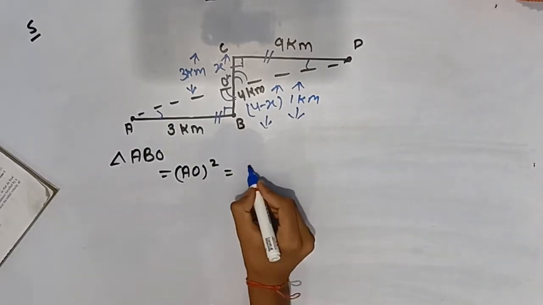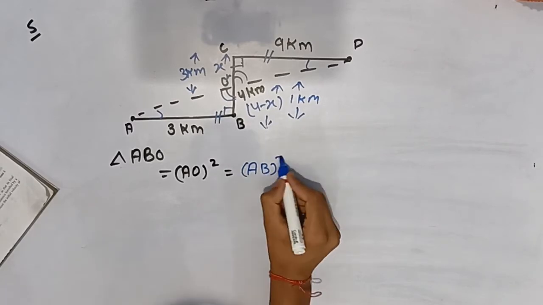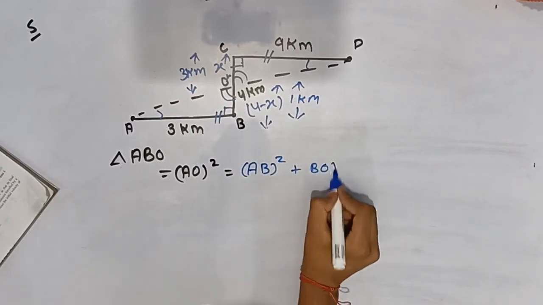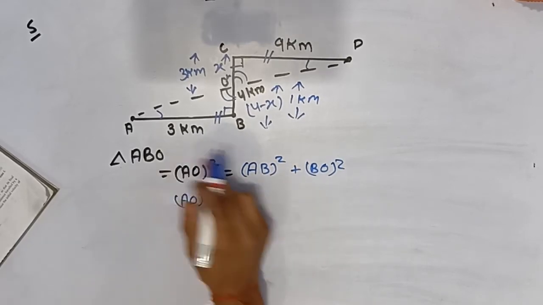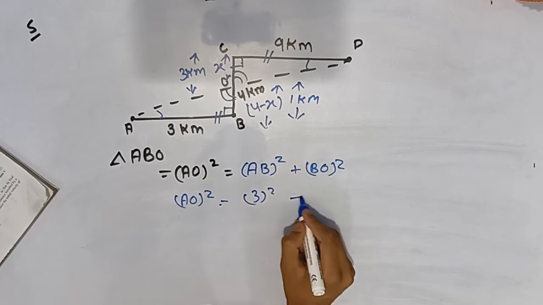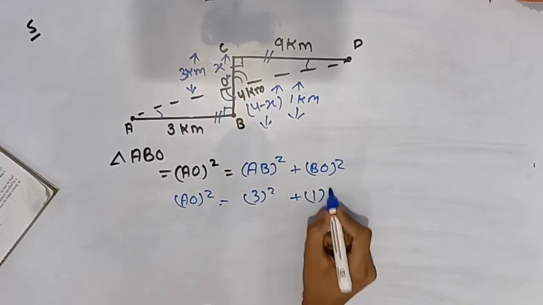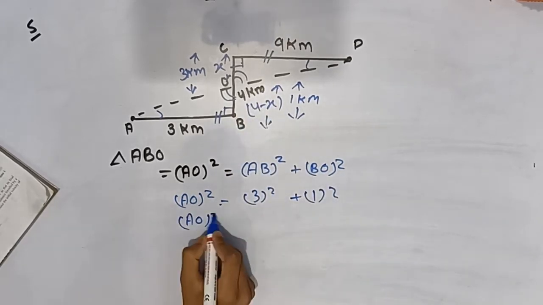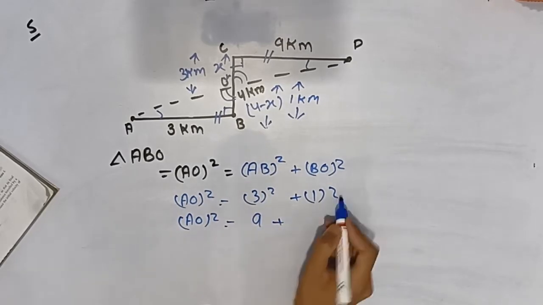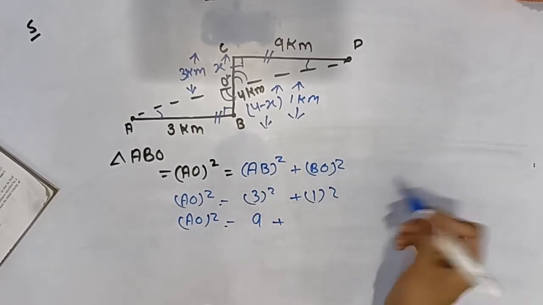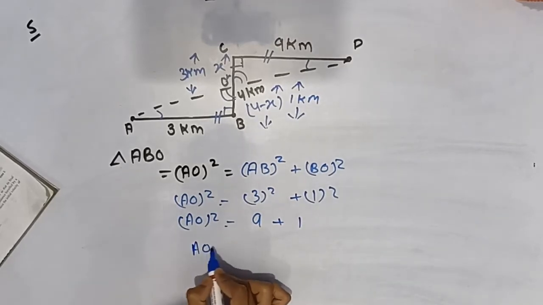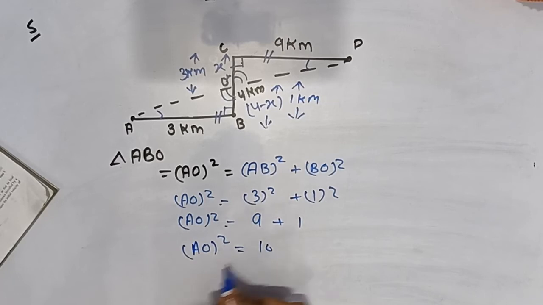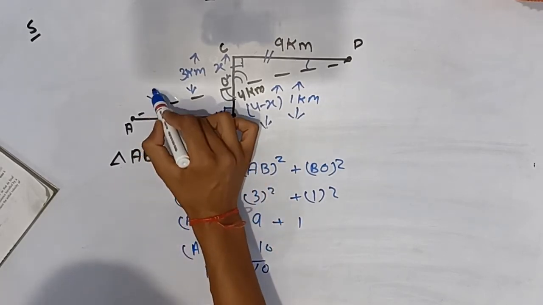So AO square is equal to AB square plus BO square. So AO square is equal to AB is 3, and 3 square is 9. So BO we know is 1 kilometer. So AO square is equal to 9 plus BO square, 1 square, it will remain 1 only. So AO square is equal to 10. So AO is equal to root 10. So we got this value as root 10.